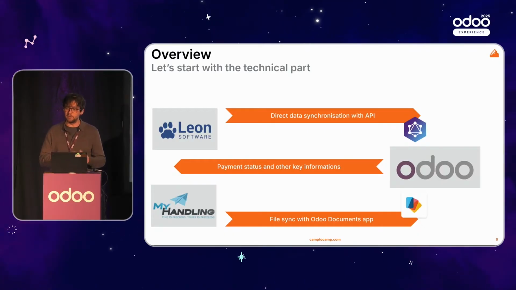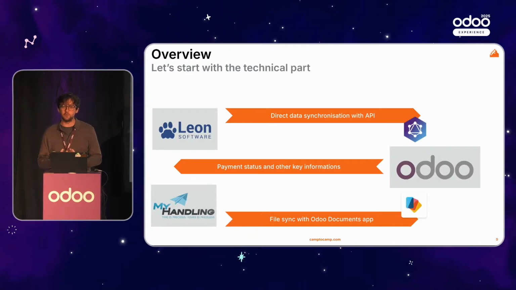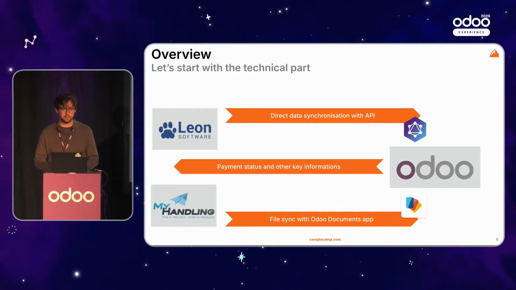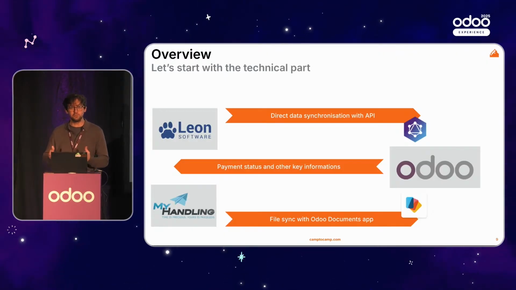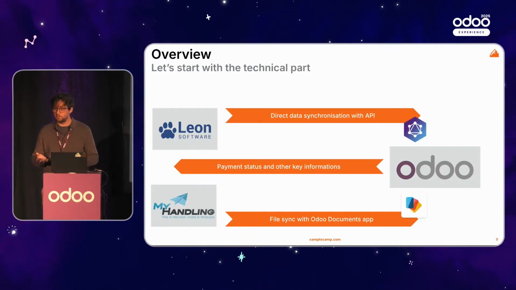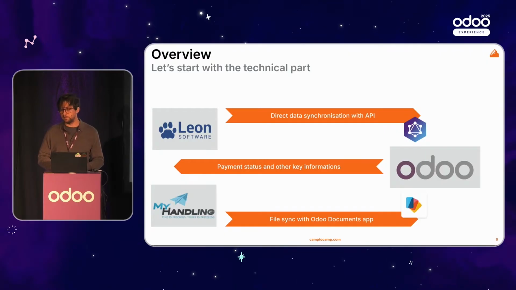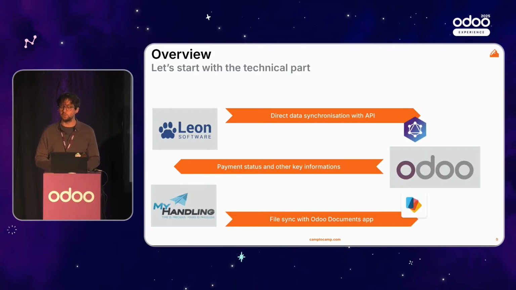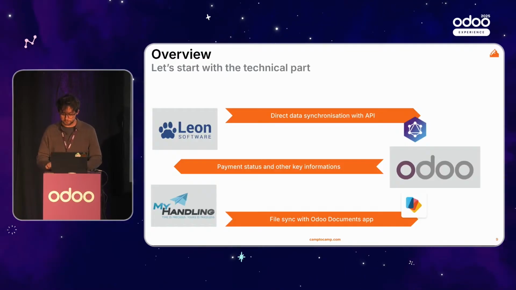If I take MyHandling, the second software, unfortunately this software is a bit old. That means they don't have any API connectivity. But with Odoo, it's absolutely not a problem. In that case, we use the Documents application to store flat files, XML files, and CSV files, and to read them, process them in accounting and in the contact book, and generate them. In that case, we use an SFTP server to download some files and also upload some files.